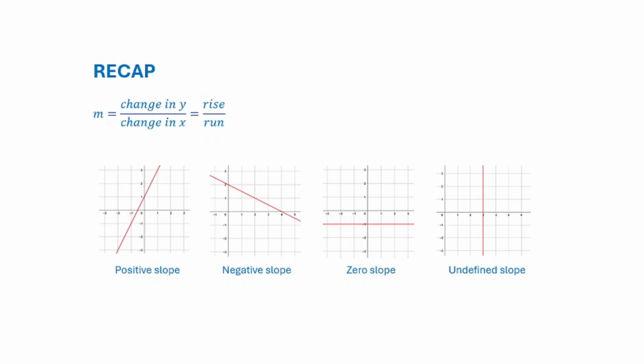To find the slope, choose 2 points on the line and calculate the change in y divided by the change in x. If the line goes up, the slope is positive. If it goes down, the slope is negative. If it is horizontal, the slope is 0. If it is vertical, the slope is undefined.